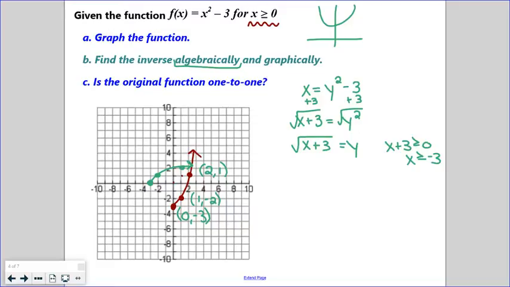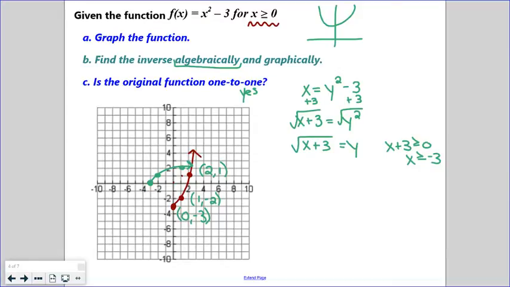Fails our horizontal line test, and moving on down, it said find the inverse algebraically and graphically. Although we could find it, it wouldn't have been a function, which would make our answer to the last part no. But because they restricted our domain on that top part, is the original function one-to-one? Yes. Questions on that?